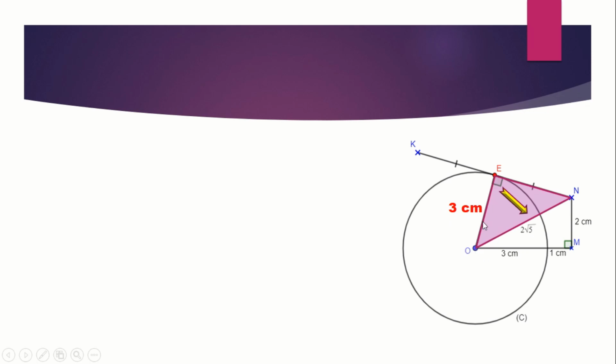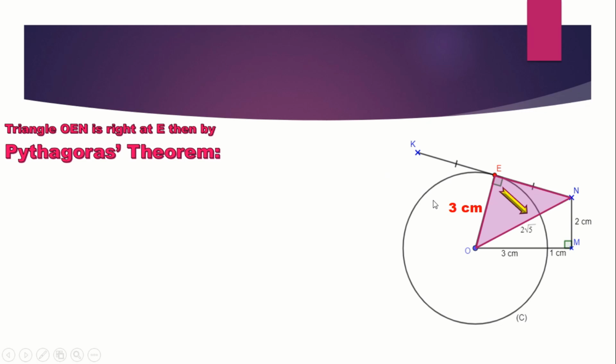We have a right triangle. Now we can apply Pythagoras Theorem to calculate the length of EN. If you note something, we should start from the hypotenuse. The triangle is right at E, then by Pythagoras Theorem. Even if we need to calculate EN, we don't start by it. We start by the hypotenuse, which is facing the right angle. So we say ON squared is equal to OE squared plus EN squared.